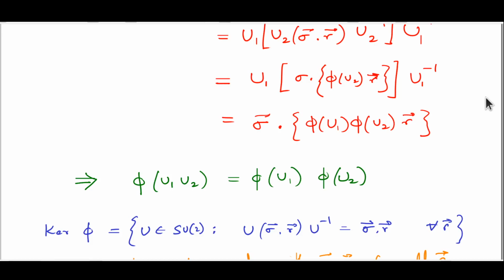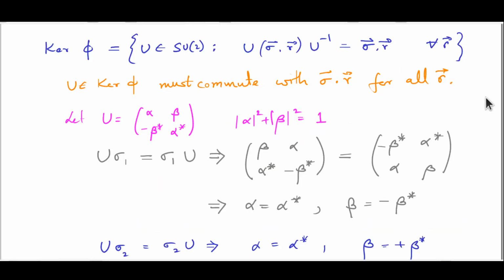So our job is now to determine whether the kernel really contains only the identity of SU2. That is, if u is I2, of course, I2 sigma dot r I2 inverse is sigma dot r. But the real question is, are there any other values of u for which this equation will also work? Of course, for u sigma dot r u inverse to be equal to sigma dot r for all r, it follows naturally that this means that u commutes with sigma dot r for all r.